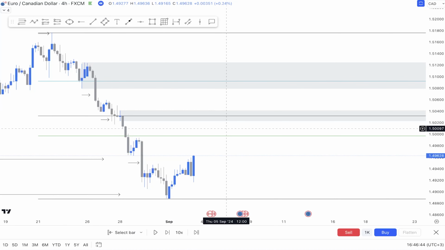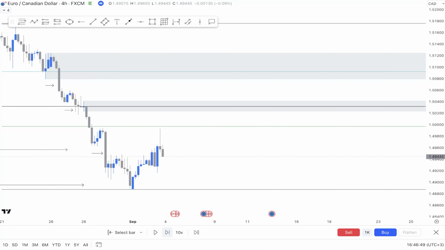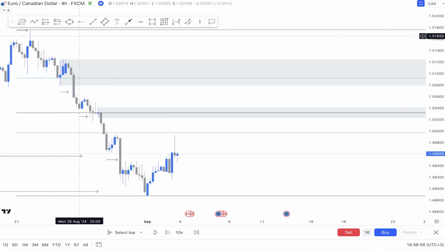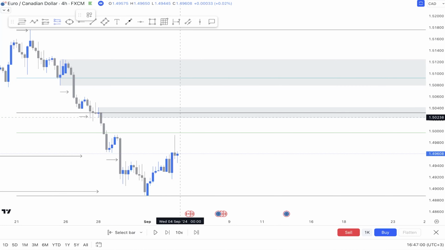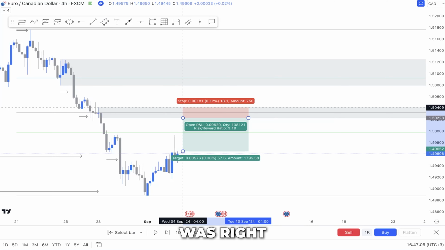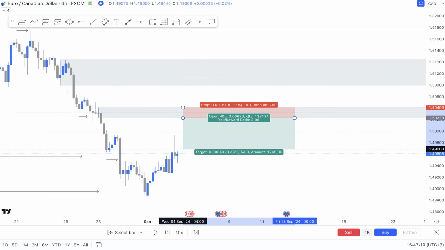So now we need to wait for the final confirmation. Let's play the price, and we can see that we do have a corrective pullback indeed. This looks corrective to me. And I think right here is when I decided to take this setup. So I entered a sell limit. The entry price was here. The stop loss was right above the zone, and the take profit was right here.